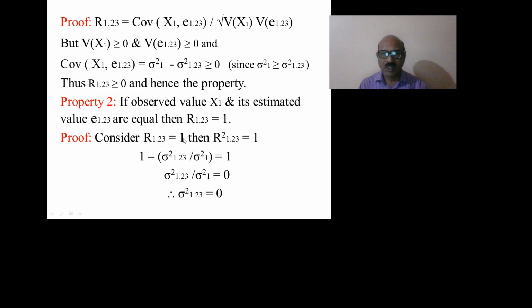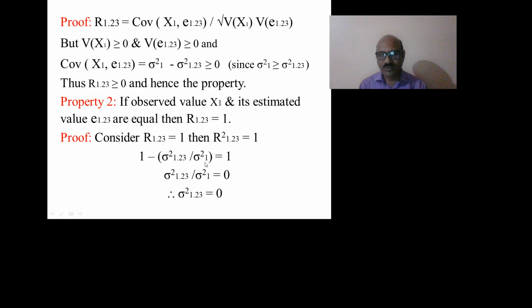We'll square both the sides. Again it will remain as 1. That is, R1.23 square is equal to 1. But the expression we have already proved for R1.23 square is 1 minus sigma 1.23 square by sigma 1 square, and that is equal to 1. Now I'll take 1 to the left hand side and this to the right hand side. So 1 minus 1 becomes 0. So this, divided by sigma 1 square, is equal to 0. What does it give? It gives sigma 1.23 equal to 0.